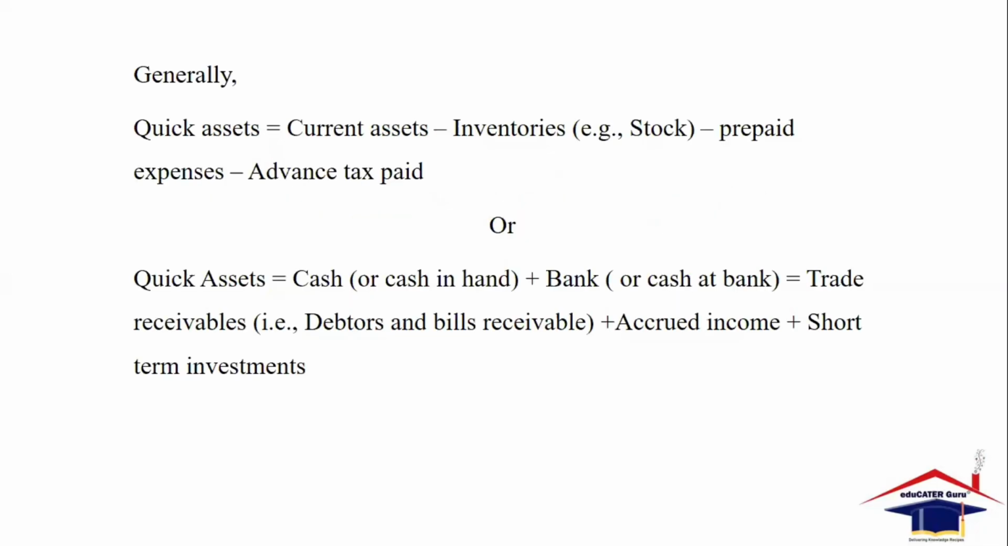Quick assets is nothing but current assets minus inventories, that is stock, minus prepaid expenses, minus advance tax. So in simple terms, we can say quick assets consist of only cash in hand, cash at bank, trade receivables, accrued income, and short-term investments. That is all. Hope that is clear to you all. In current assets, we have inventories, prepaid expenses, and advance tax paid, which are used for calculating the current ratio. Whereas in quick assets, we have to remove the inventories, prepaid expenses, and advance tax paid. Then you'll get the quick assets.